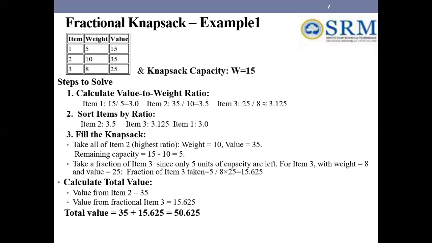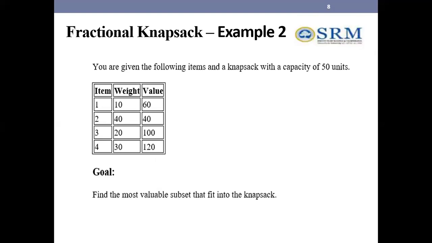Now we are going to calculate the total value. Item 2 is completely added, the value is 35, and for item 3 only 5 kg is added, so the value of 5 kg is 15.625. Add these two values, that is 50.625. That is the maximum or optimal value of items that fit into the knapsack. That is the fractional knapsack problem.